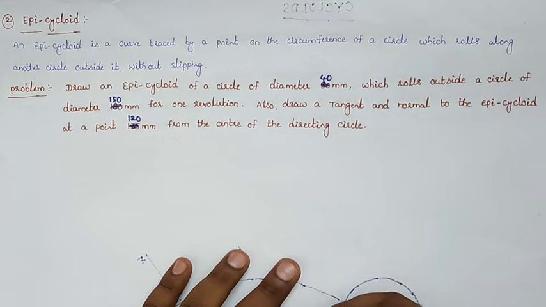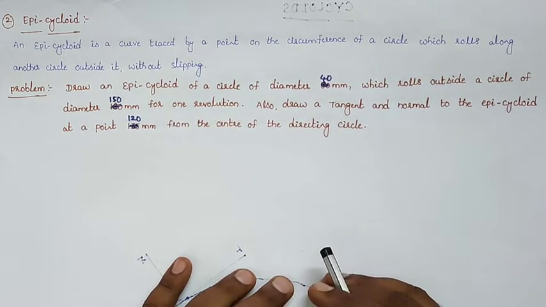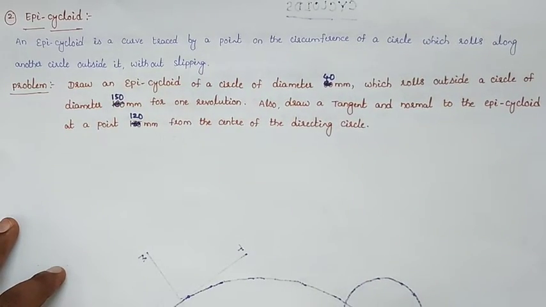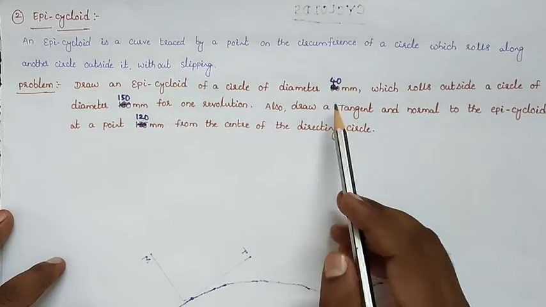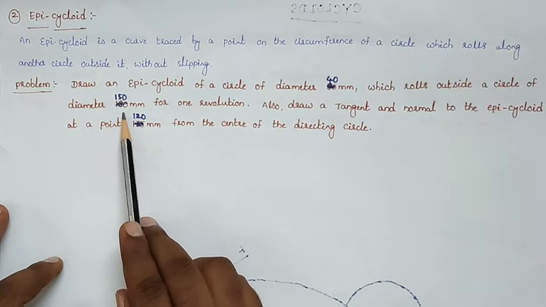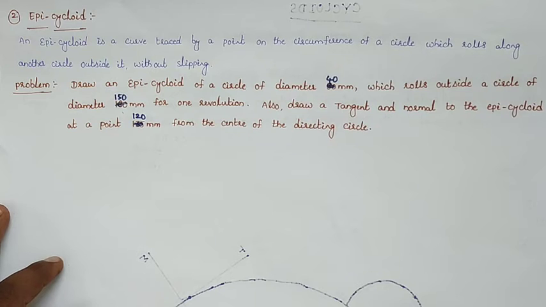So draw an epicycloid of a circle of diameter 40 mm which rolls outside a circle of diameter 150 mm for one revolution. Also draw a tangent and normal to the epicycloid at a point 120 mm from the center of the directing circle. So this is the problem they are giving. First of all, we will draw the directing circle as an arc.